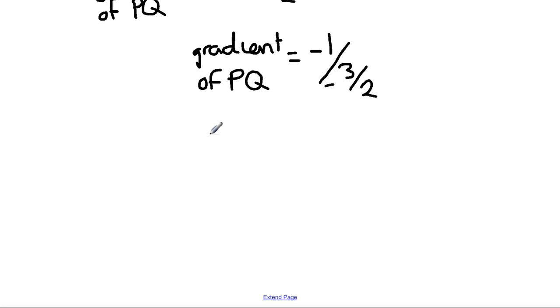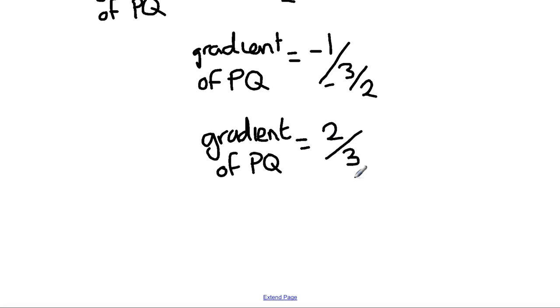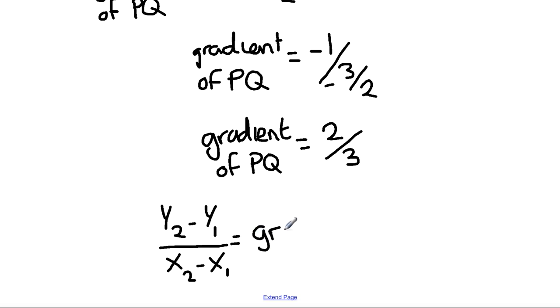This can be simplified further as gradient of PQ is equal to 2/3. So this is the gradient of PQ, 2/3. I'm then going to write the general equation of the gradient. So the general equation of the gradient is y2 minus y1 divided by x2 minus x1 equals the gradient. So this is the general equation to find any gradient.